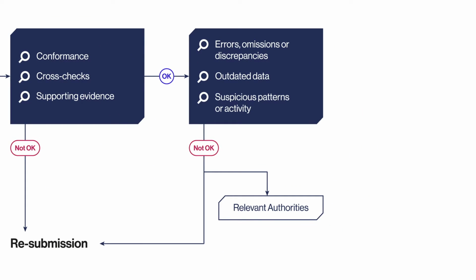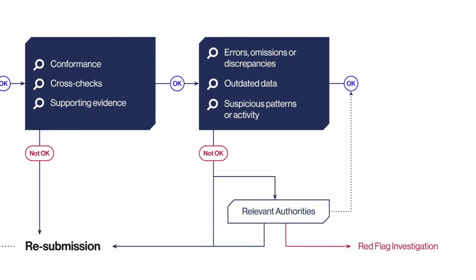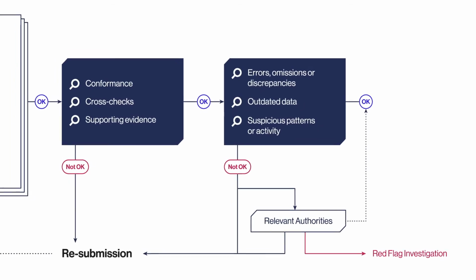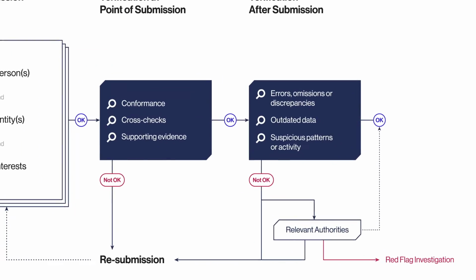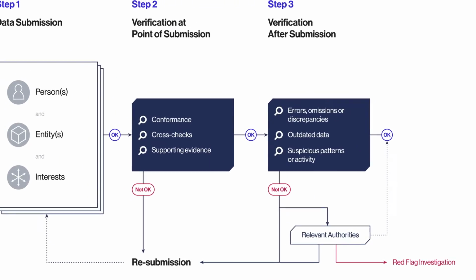Suspicious activity or patterns should raise red flags, be detected and reported, and passed on to a relevant authority for investigation, such as a financial intelligence unit, where it can be triaged as being a false positive, requiring resubmission, or escalated for further investigation. A risk-based approach can be taken to verification checks after submission to help deploy resources more effectively.